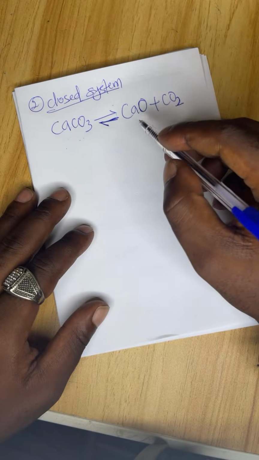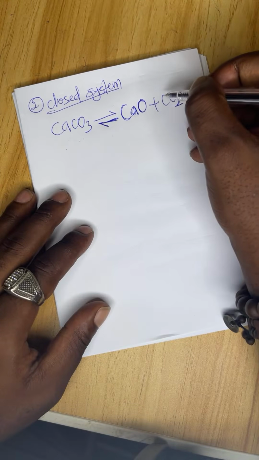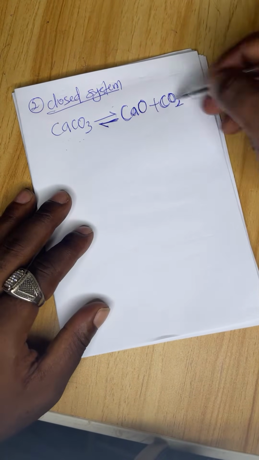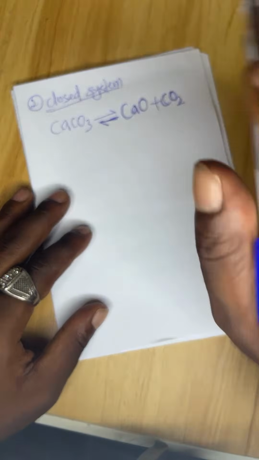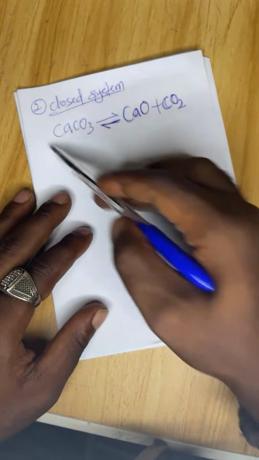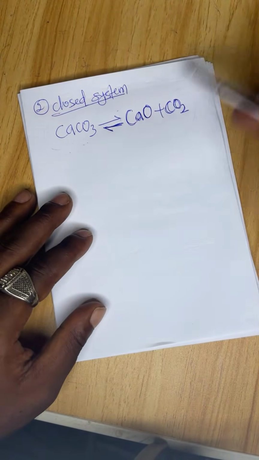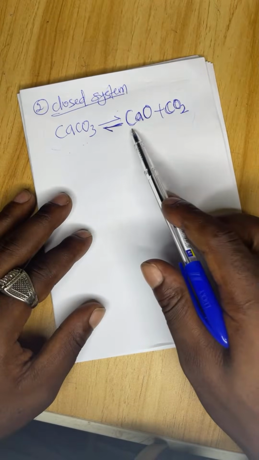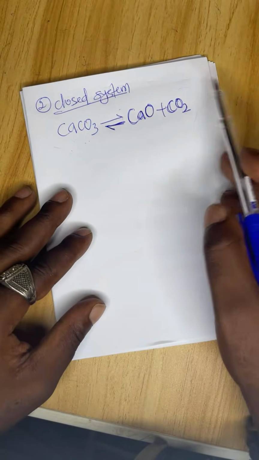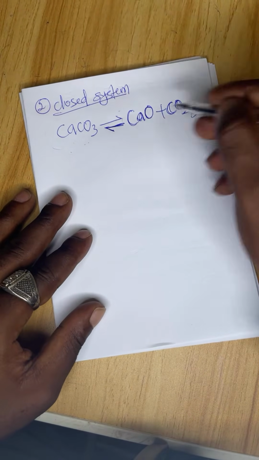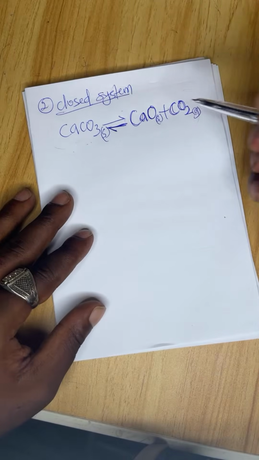Imagine that this CaO and CO2 is allowed to escape, such that it is not a closed system, whereby the door, I'm using door now, the door of the place where you are making this reaction is not closed. Do you think this CaO and CO2 will be able to combine to form CaCO3? The answer is no, because you have allowed CO2, which is a gas, to escape. It will not be in equilibrium again.